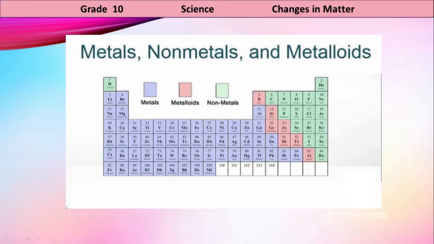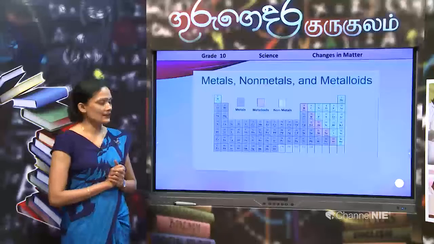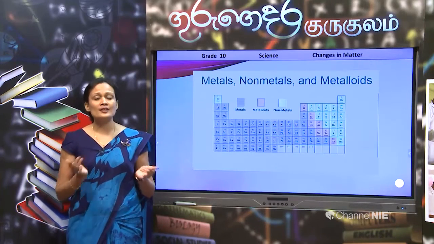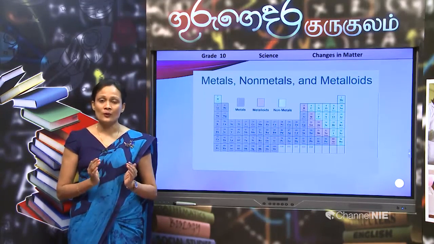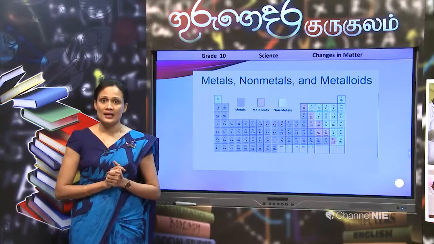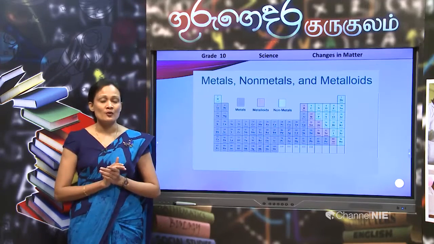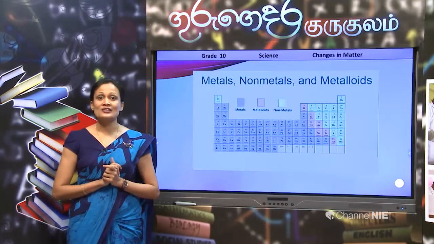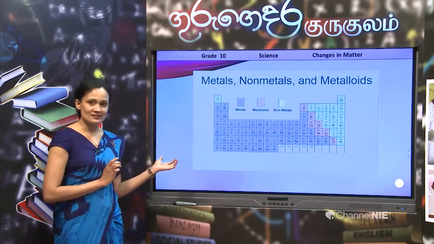Look at this one. Most of the elements are metals. If we consider these metals, they do not react in the same manner. They react in different manners, and they also have different properties. That's why we use them for different purposes. Today we are going to discuss these metals.